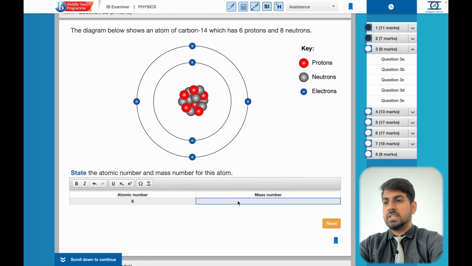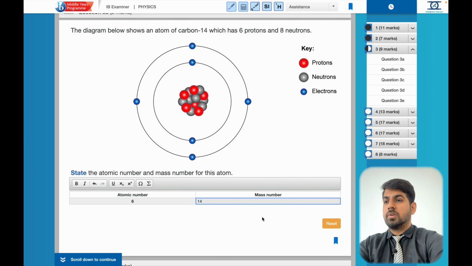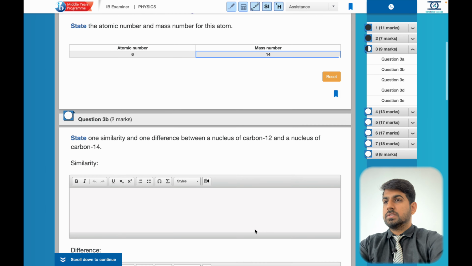So atomic number is 6. Mass number is the sum of number of protons plus neutrons. So 6 plus 8 is nothing but 14. Okay, so this will be your answer.